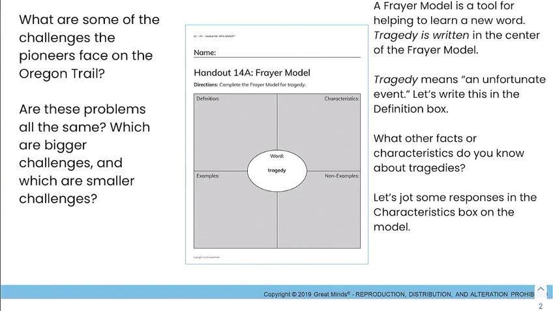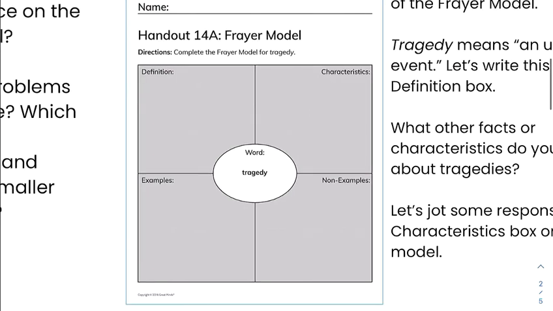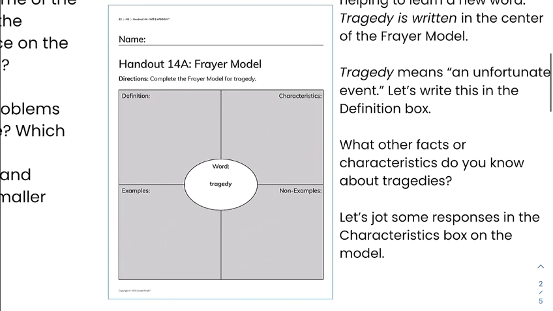Tragedy means an unfortunate event. Some of you may have seen Lemony Snicket's series of unfortunate events. There were many unfortunate things or different tragedies that occurred in the book and in the series on Netflix, if you've seen it. We are going to write what tragedy means in the definition box. So that's our top left box right here. It says definition. So go ahead and write down an unfortunate event.